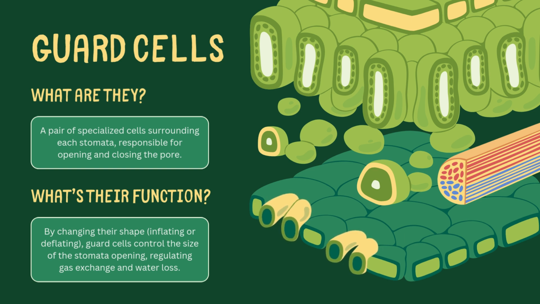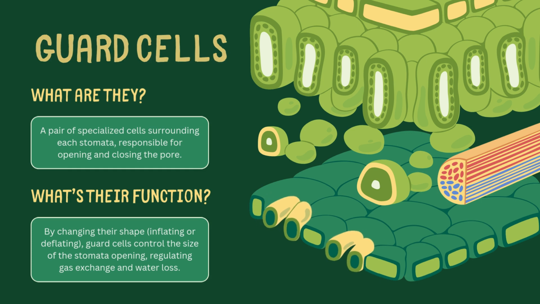7. Guard cells. What is it? Specialized cells that surround each stoma (plural, stomata). Function: they open and close the stomata to control gas exchange and water loss.